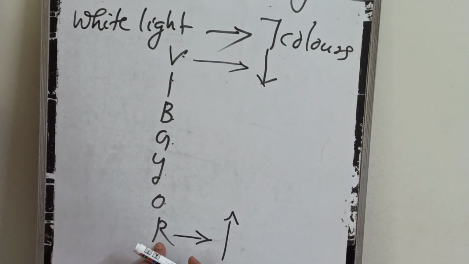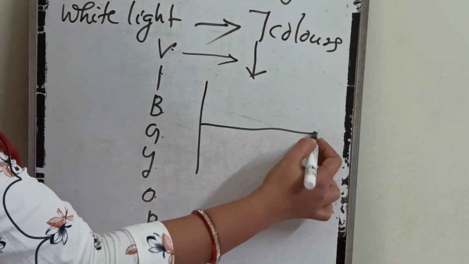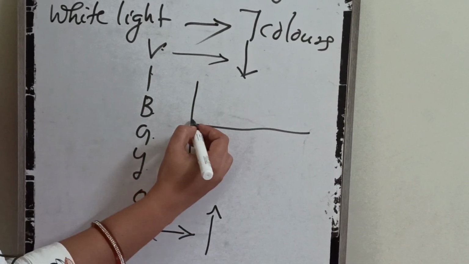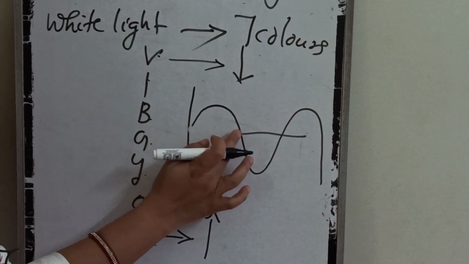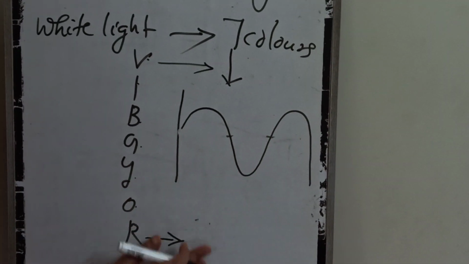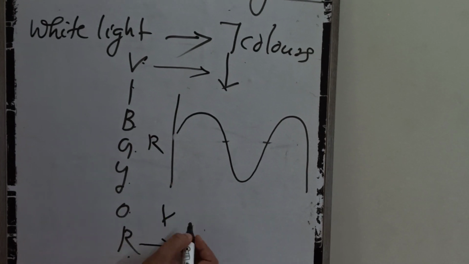Highest wavelength means, if I am drawing a red light here in the form of a wave, I can draw like this. It has the highest wavelength, isn't it? Now, if it is violet, how will I draw?